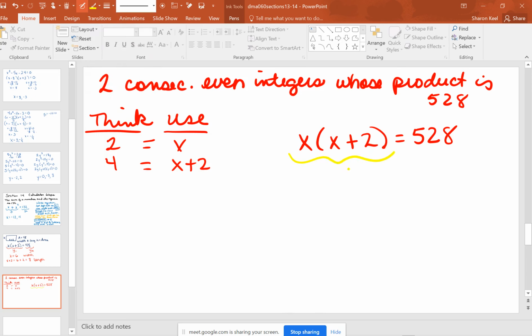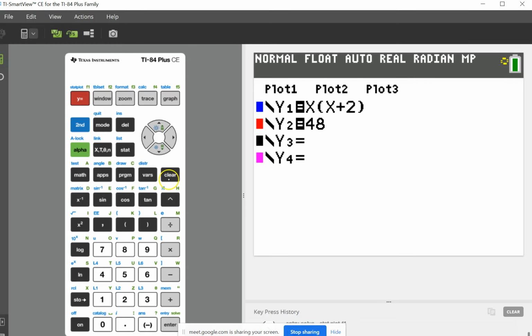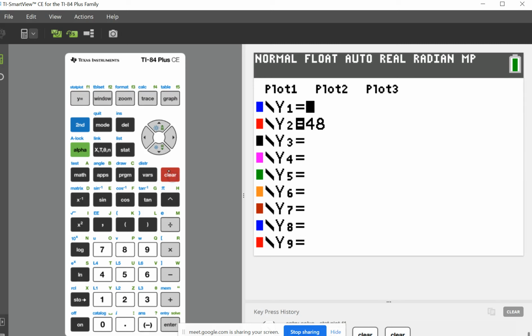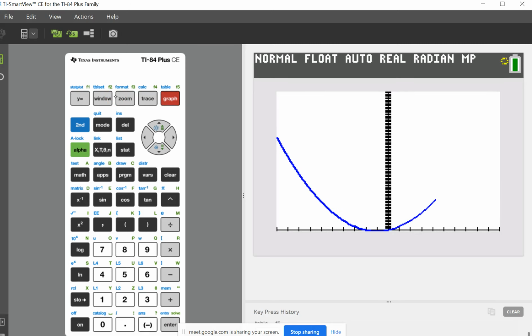We're going to then type in the left side on Y1 and the right side on Y2. So just go to Y equals, hit clear. So we're going to have x times (x plus 2). And for this one, it's going to be equal to 528. Graph. I'm going to go back at the beginning after this loads. And you always have to let it load or your whole calculator is just going to kind of lock up on you. So we're going to let that load.